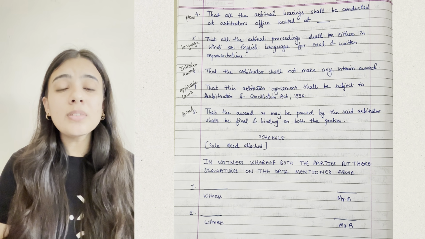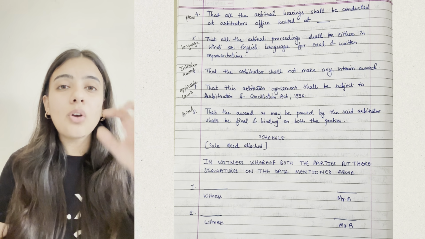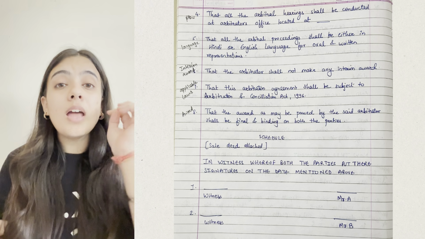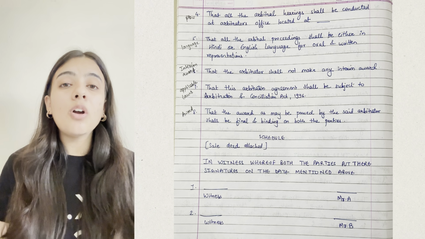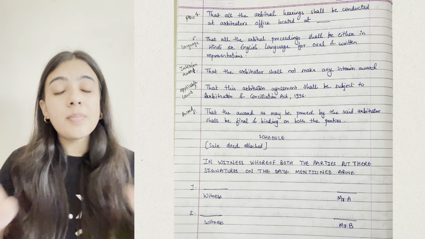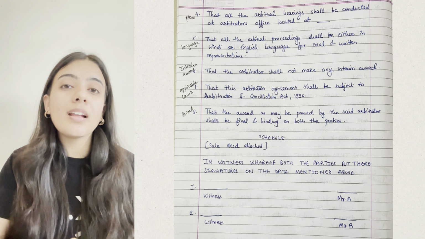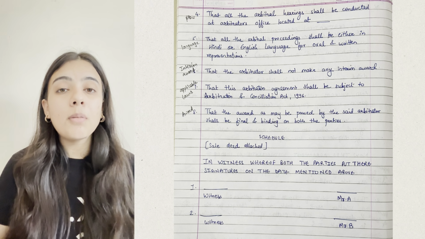And the last point comes: the decision of arbitration is called an award. So the award will be final and binding on both the parties. It should not happen that after all this, the parties start fighting again. So we have to write the award part also.